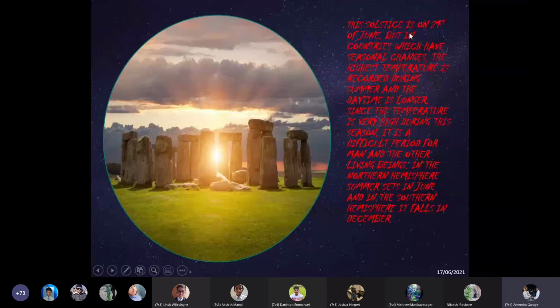So this solstice is on the 21st of June. In countries which have seasonal changes, the highest temperature is recorded during the summer and the daytime is longer, since the temperature is very high during this season. It is a difficult period for man and other living beings. In the northern hemisphere summer sets in June, and in the southern hemisphere it falls in December.